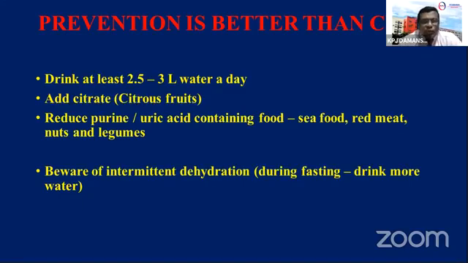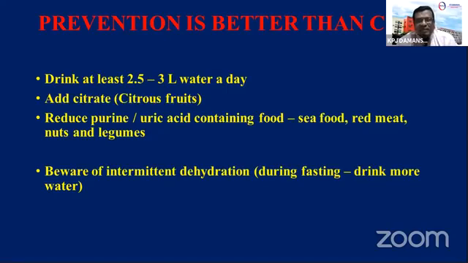Thirdly, you have to reduce purine or uric acid containing food. They are the same food that people with gout usually end up getting a gouty attack from if they eat too much of them. So these uric acid foods include all the seafood. Fish is okay, but salmon, mackerel, and sardine are high in uric acid. Then red meat is high in uric acid, beef and mutton. Chicken is okay because it is white meat. Nuts and legumes are high in uric acid. Any of the nuts and legumes.